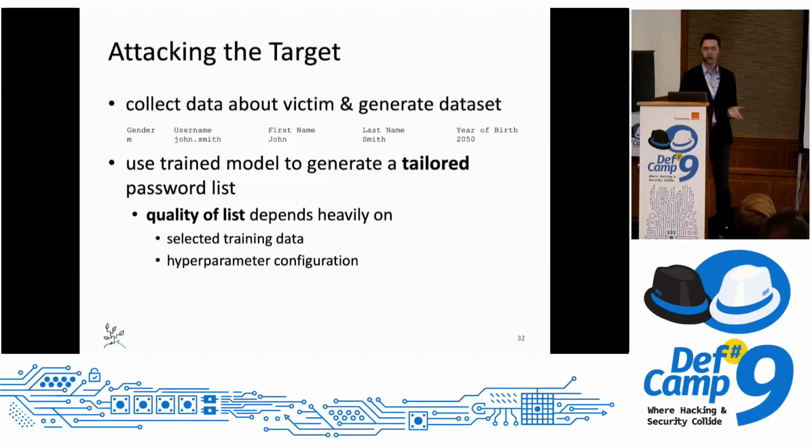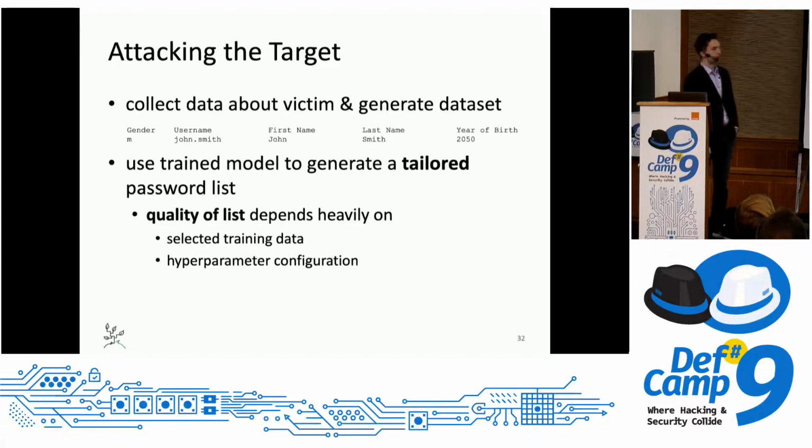And now you can attack the target. You basically create one entry of a new data set, and it has to have the same structure here. So again, this is the structure here. Of course, the password is missing because that's what we want to create. And then you input that into the model, and you use that to generate a password list.